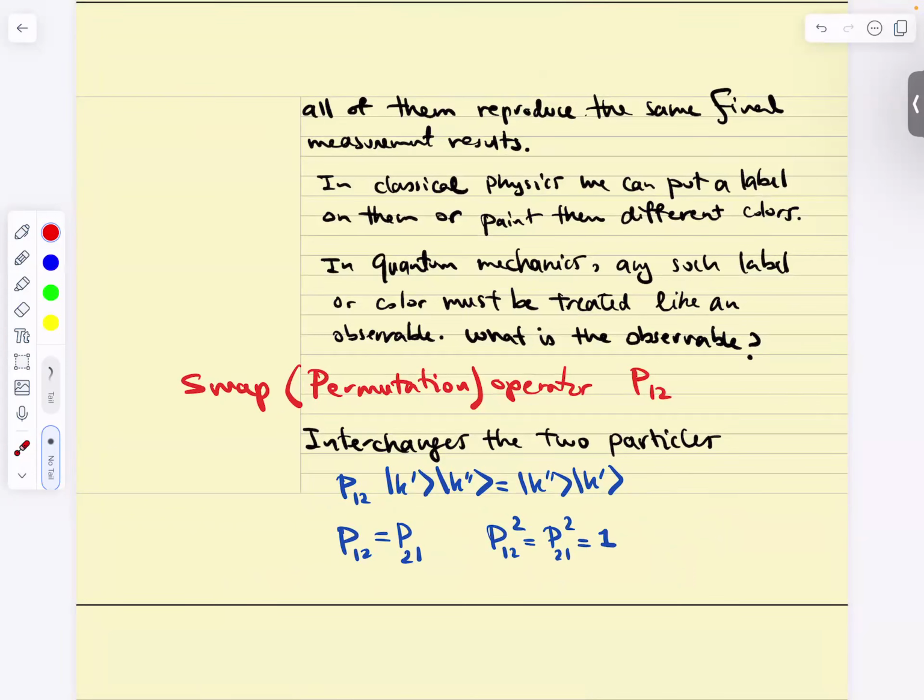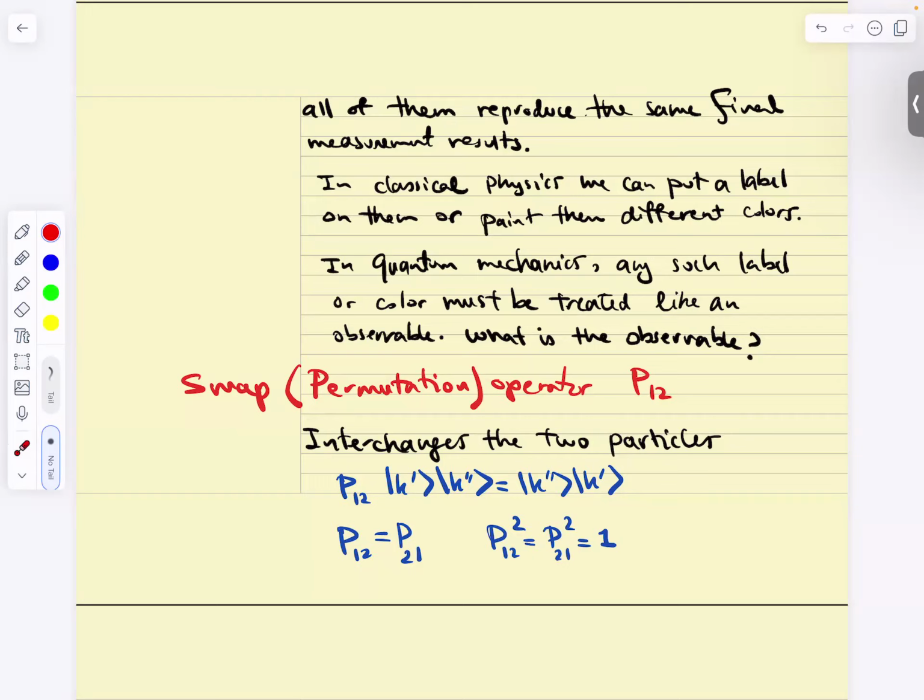So what is the observable? How do you distinguish the two? Do you have a guess? The observable is swap, right? It acts on K prime, K double prime. Say these are the eigenkets of whatever basis you had, and it swaps them. Sometimes called permutation. It's called permutation because once you have multiple, it's more natural.